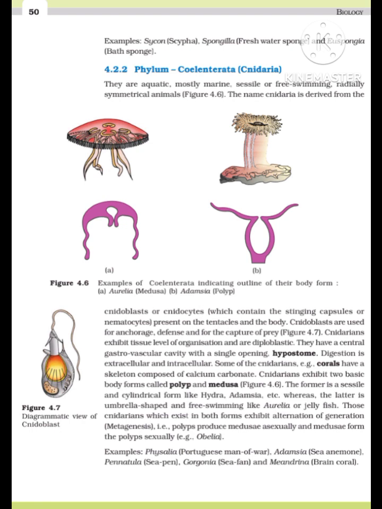Aurelia or jellyfish. Those cnidarians which exist in both forms exhibit alternation of generation, metagenesis, i.e., polyps produce medusae asexually and medusae form the polyps sexually, example Obelia. Examples: Physalia, Portuguese man of war, Adamsia, sea anemone, Pennatula, sea pen, Gorgonia, sea fan, and Meandrina, brain coral.